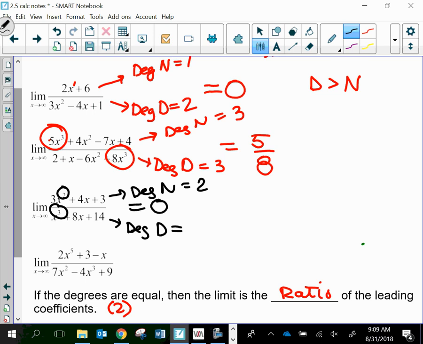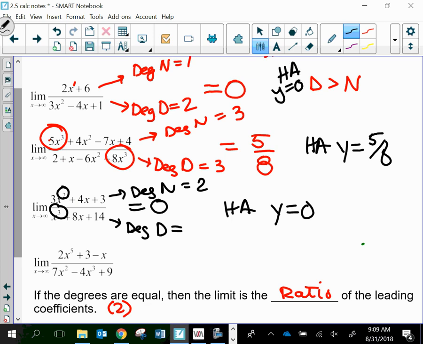0. Okay, remember that means I have a horizontal asymptote of y equals 0. Over here, I have a horizontal asymptote of y equals 5/8. Horizontal asymptote on the first one, y equals 0. Make that connection. Okay, we got one more.